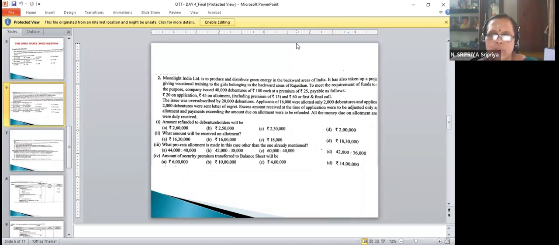Excess amount received at the time of application were to be adjusted only against allotment, and payment exceeding the amount due on allotment were to be refunded. All the money due on allotment and calls were duly received. So amount to be refunded to the debenture holders will be, what will be the amount?